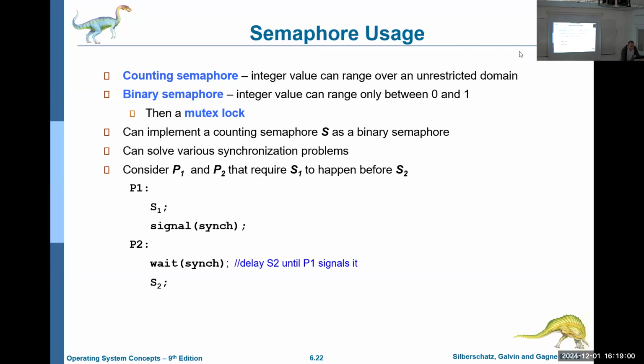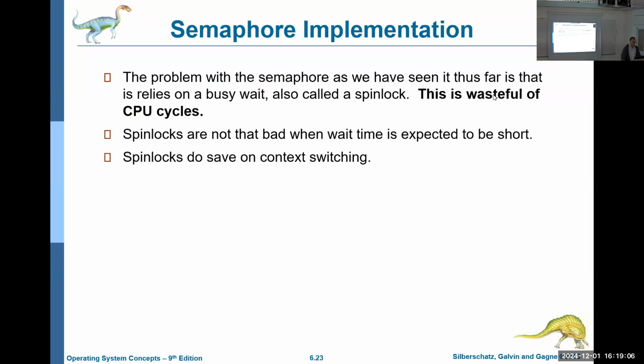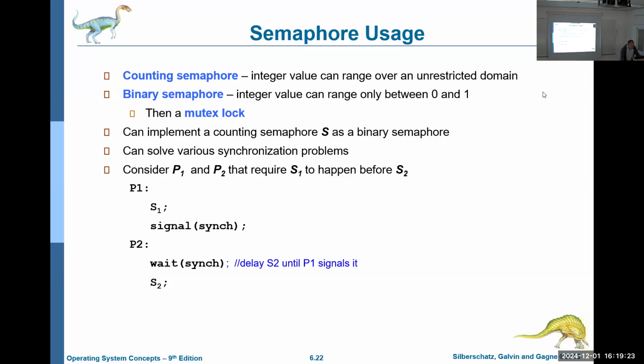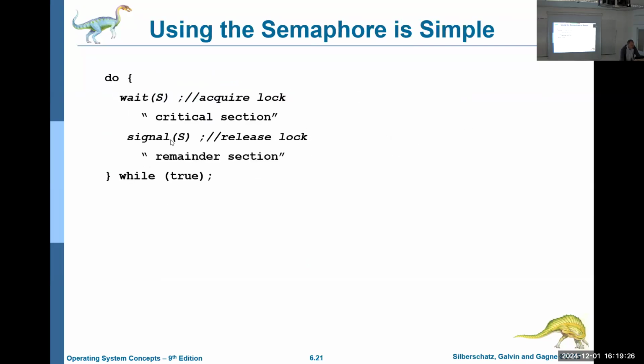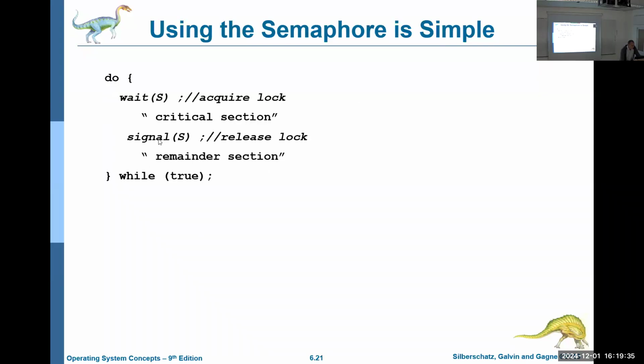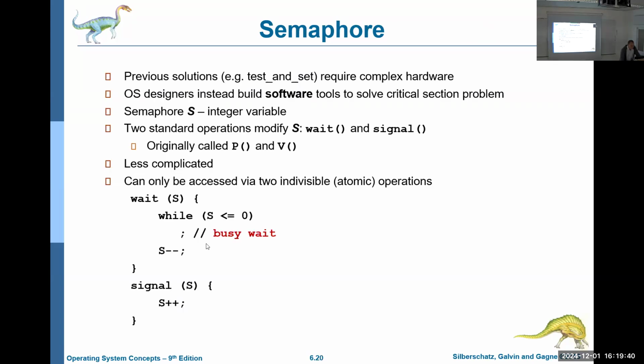Okay, so we understood this idea of semaphores. Semaphore implementation. The problem with semaphores, as we have seen thus far, is that they rely on busy-wait, also called a spin lock, because the CPU is spinning while it's locked. This wastes CPU cycles. In other words, when I'm running this innocent looking command, wait on S, it looks like a very innocent little command, but really I'm doing all this stuff here, which is a loop infinitely.